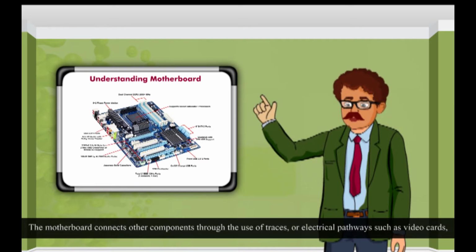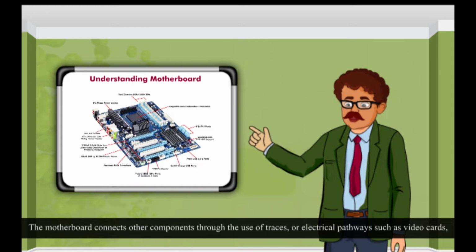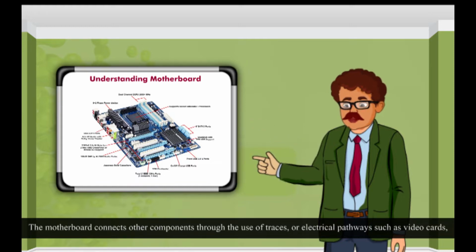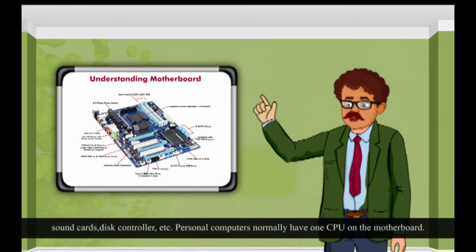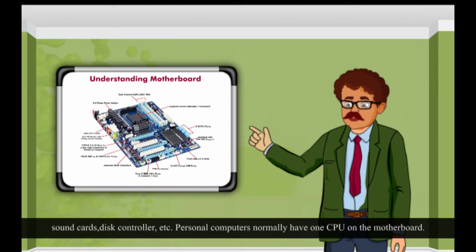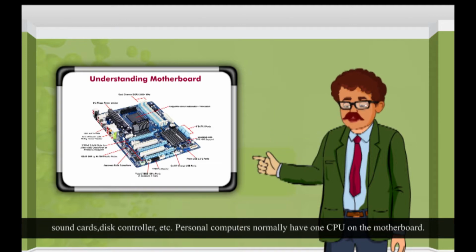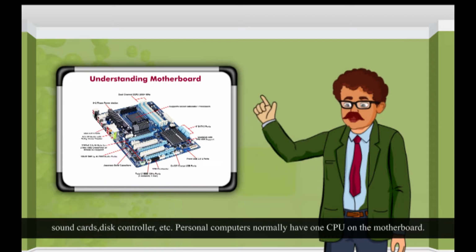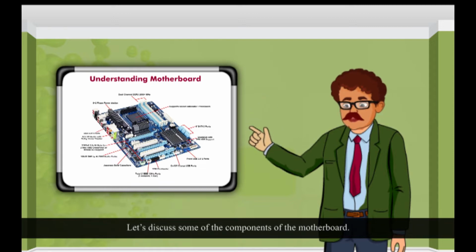The motherboard connects other components through the use of traces, or electrical pathways, such as video cards, sound cards, disk controller, etc. Personal computers normally have one CPU on the motherboard. Let's discuss some of the components of the motherboard.